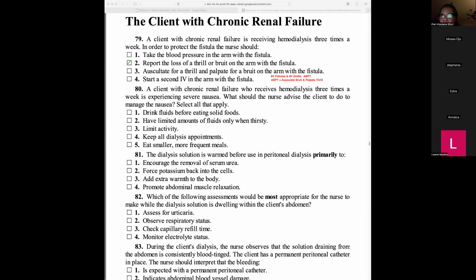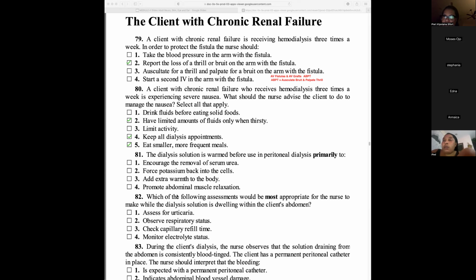Is it limited activity? No. This one is a tricky one. So 4 and 5 are correct, yes? And there's one more. Number 2. Okay, so the correct answer, and remember this is a hemodialysis patient.